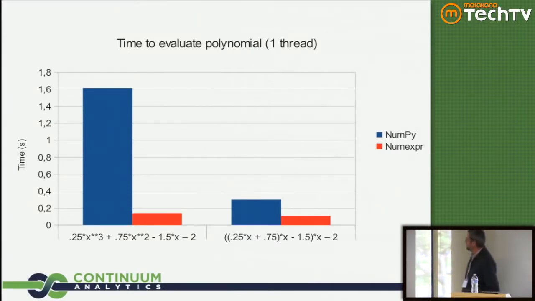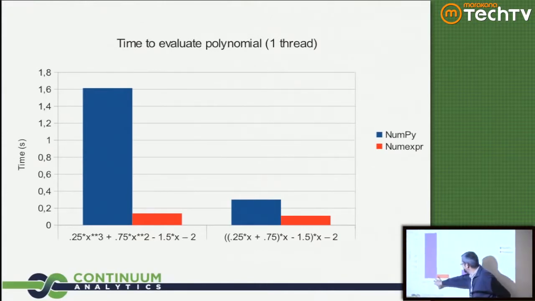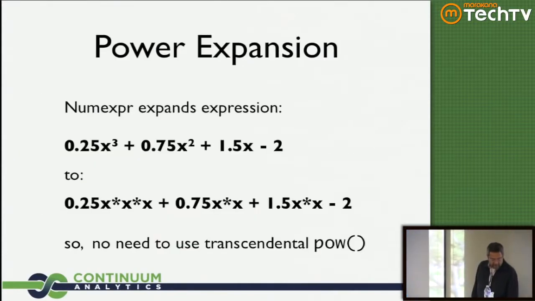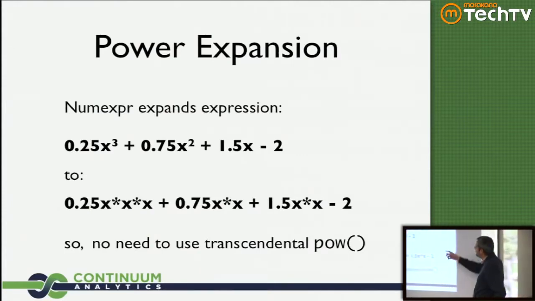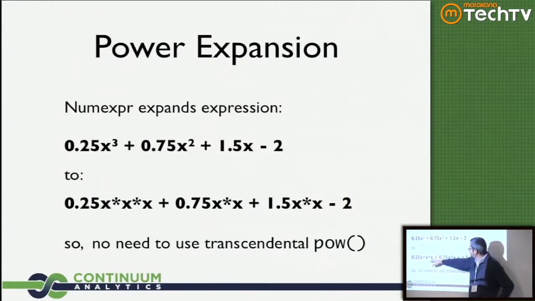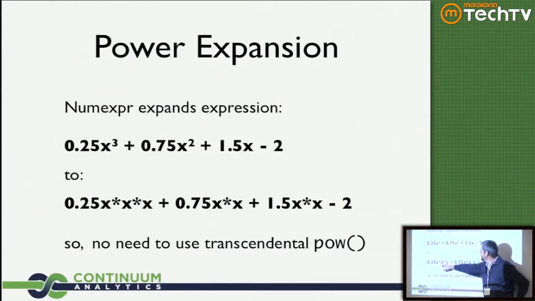Well, here is the time. We can see this expression here, the original version. And one measure that Numexpr does is that it analyzes this expression on the fly and can expand these POW things into a series of multiplications.